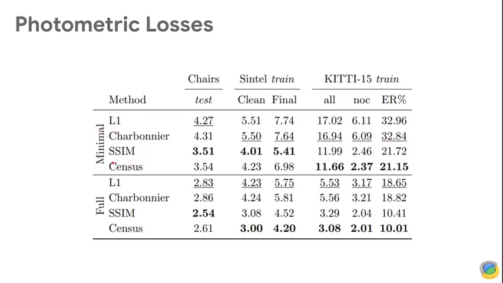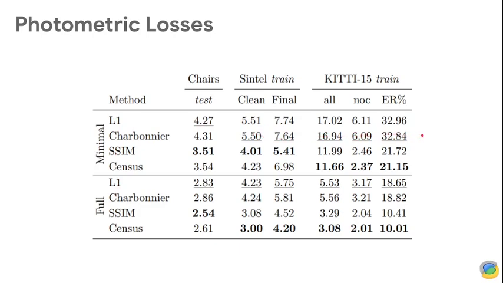the census loss. And we do so in two different settings, in the minimal setting and a full setting. The minimal setting is basically the setting where we switch off all the core components, which I just showed you. The full setting is where we use all of them. And we find that we actually get very different results when we do so. For example, the L1 loss performs worse than the Carbonier loss in the minimal setting, where the Carbonier loss outperforms it in Sintel and KITTI.